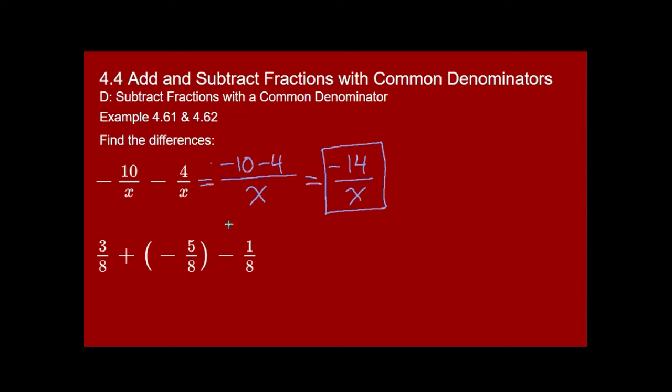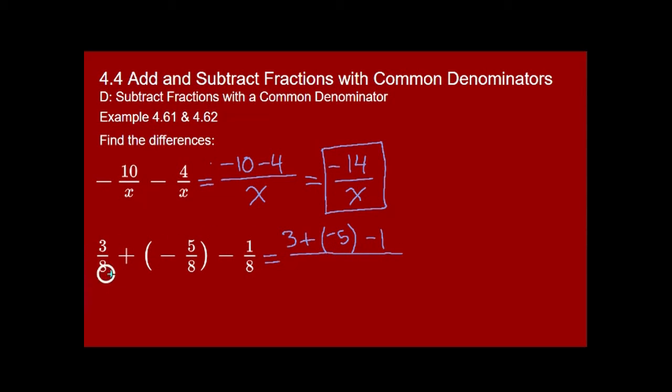Now, here we have 3 fractions. Okay, so you're going to do the exact same thing. And so we're going to do 3 plus negative 5 minus 1 all over the common denominator. So let's go ahead and write that out. We have 3 plus negative 5 minus 1, right? All of those symbols need to go in the top.